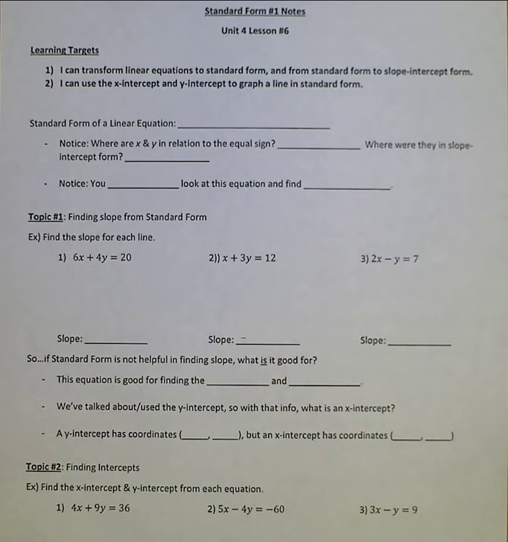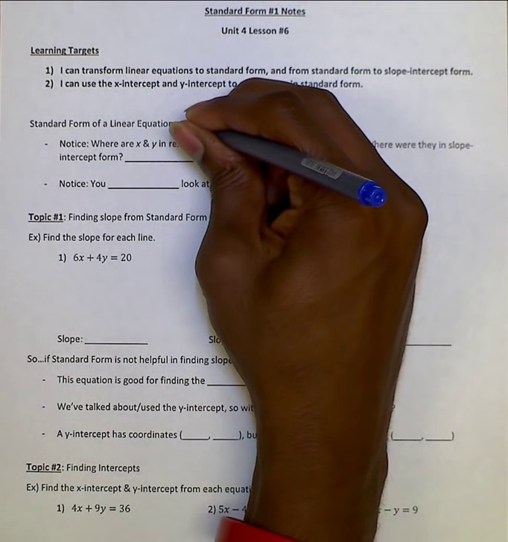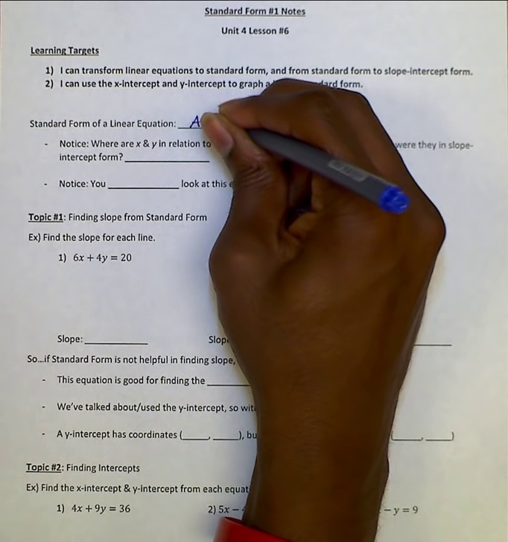Today we're going to talk about standard form. At the end of this video, you should be able to transform linear equations to standard form and from standard form to slope-intercept form. You should also be able to use the x-intercept and y-intercept to graph a line in standard form. Okay, standard form of a linear equation is this: ax plus by equals c.